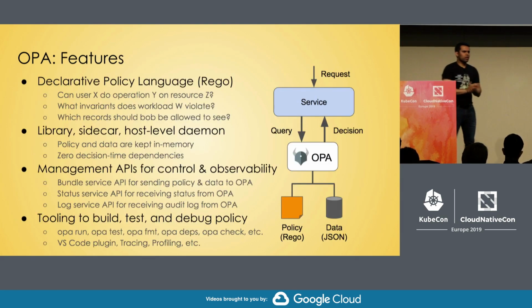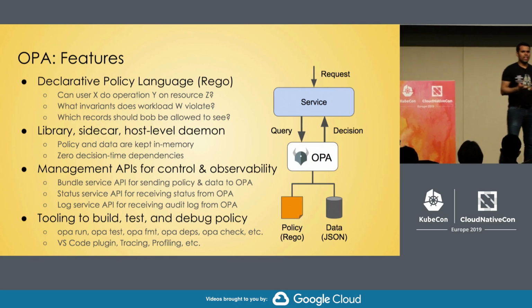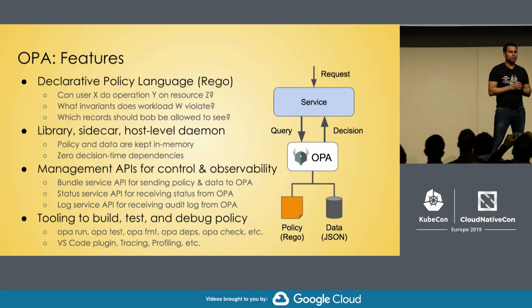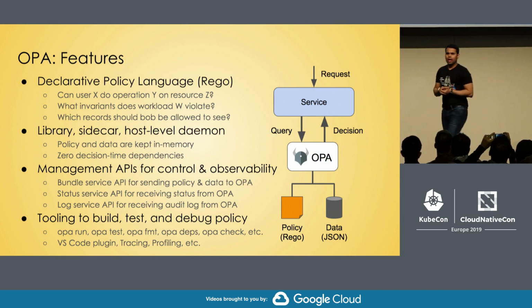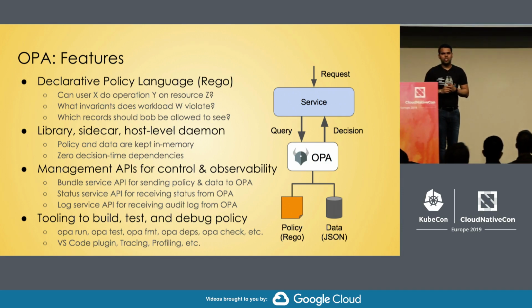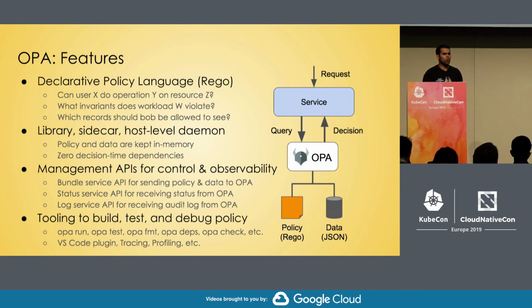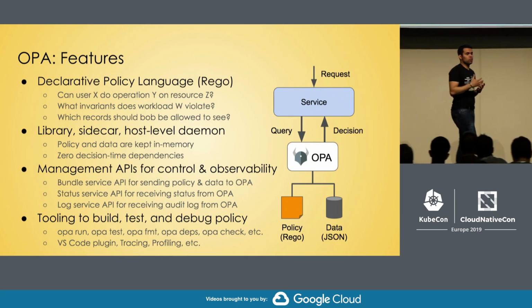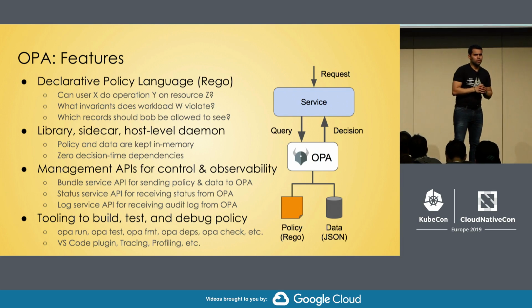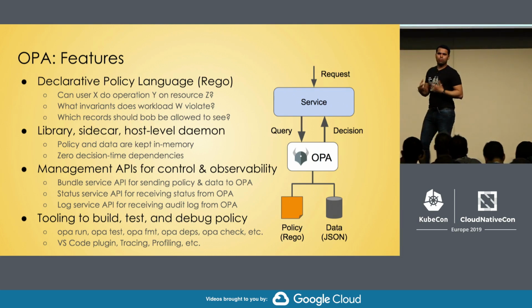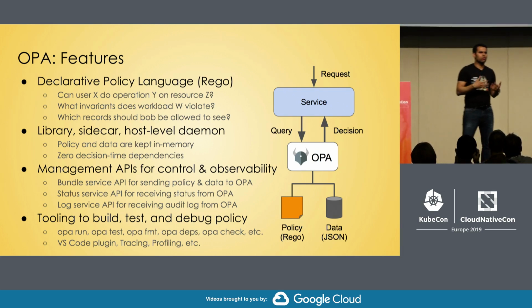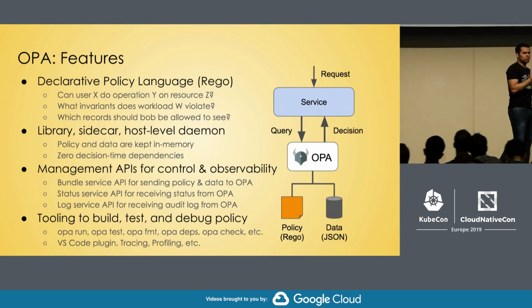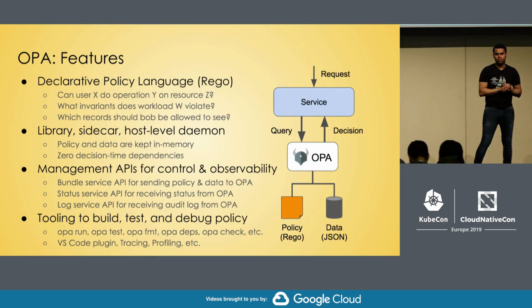Just to give you a quick recap of OPA's features, at the core of OPA is a high-level declarative language called Rego. And so with Rego, you can answer questions such as, can X do operation Y on resource Z? Or what fields is a user allowed to see? So with Rego, you can get more than just Boolean, allowed, denied, true, false kind of decisions. You can get decisions which are collections of values.